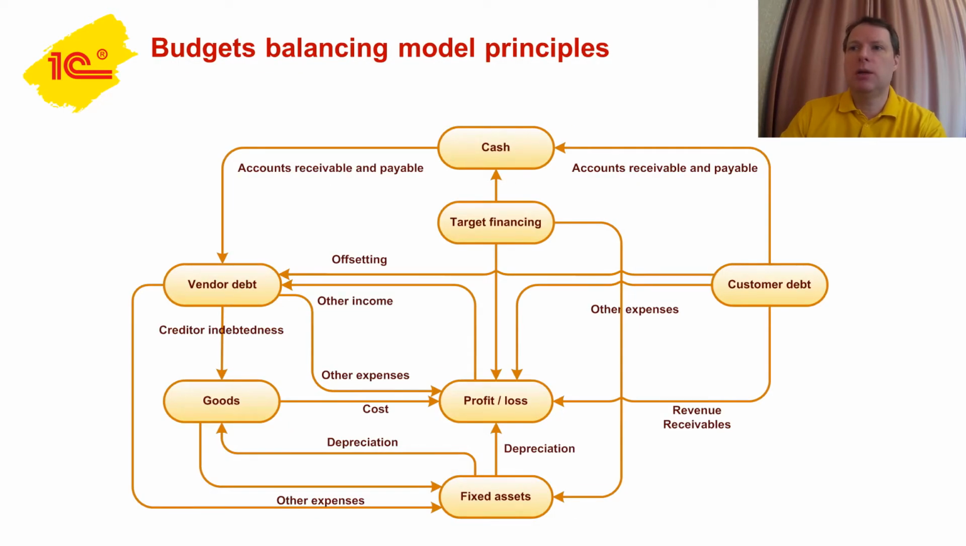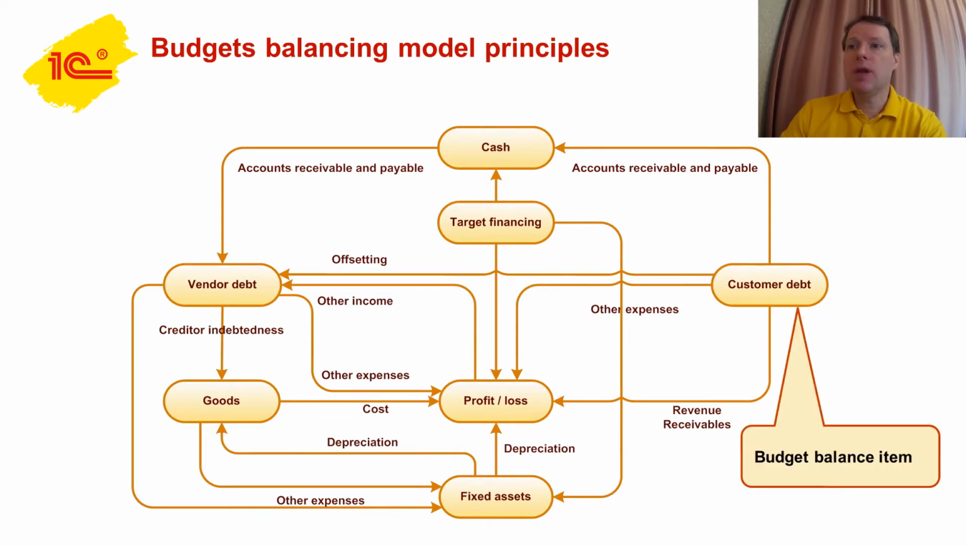Another interesting scheme is the scheme of budget balancing model principles. Here we can see the balance indicators connected through transactions. The principle of double entry is observed. Some value from one element of the balance goes to another element. So our budgeting user uses balance indicators as the budget balance items and a flow transaction as the budget flow item.